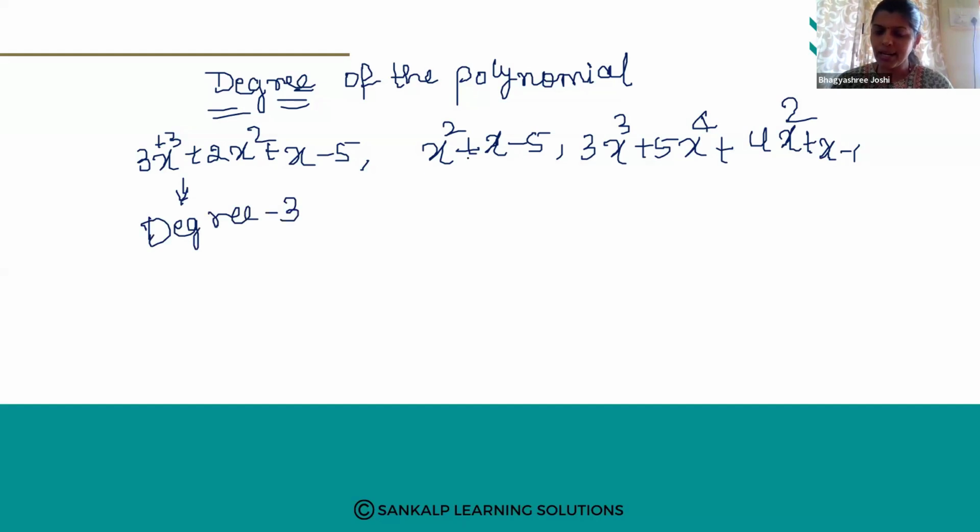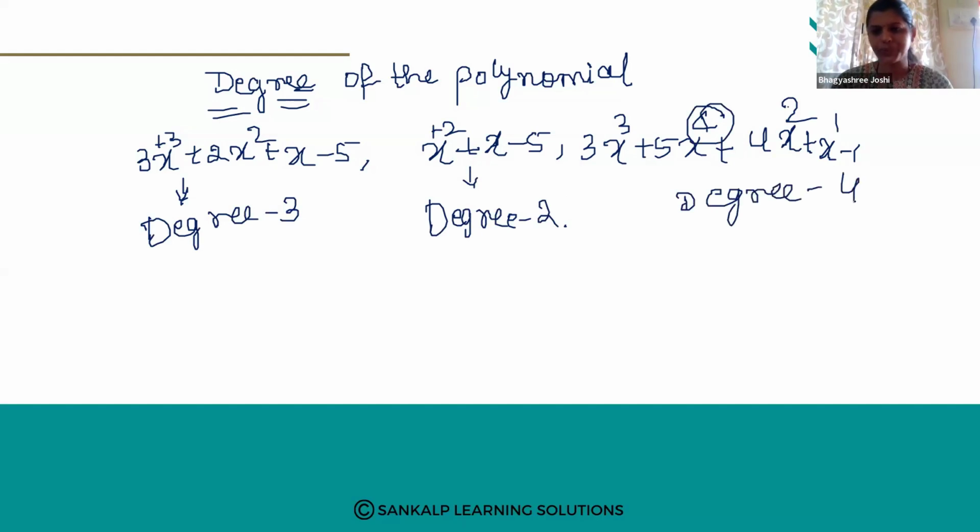So in this polynomial, what is the highest degree? The highest degree is 2 here, right? So 2 is the degree of the polynomial. In this polynomial, what is the highest degree here? We have 3, 4, 2, 1. That means 4 is the highest degree. That means degree is 4 here. So this is the degree of the polynomial: the highest power of the variable in the polynomial is the degree of that polynomial.